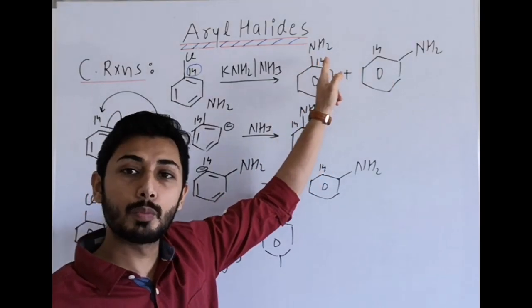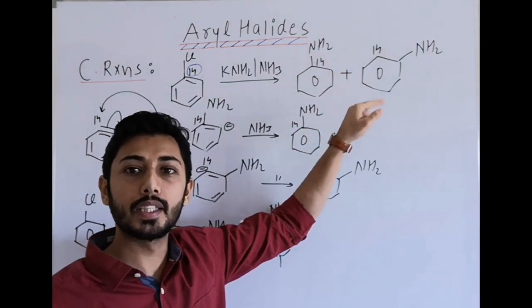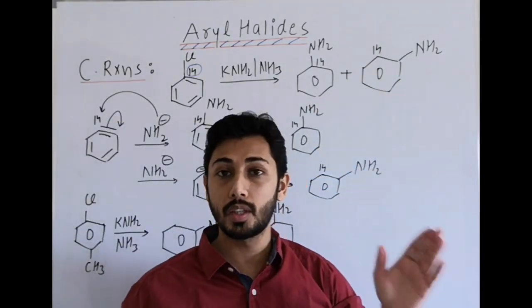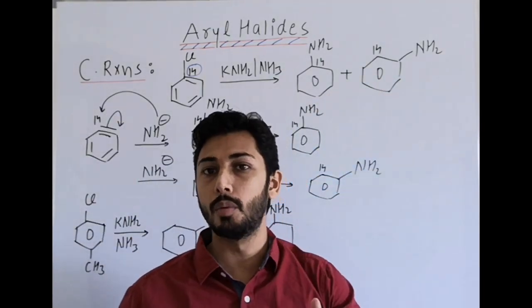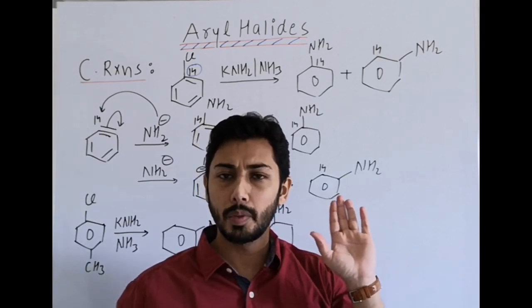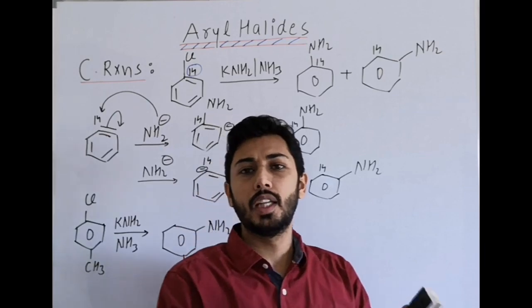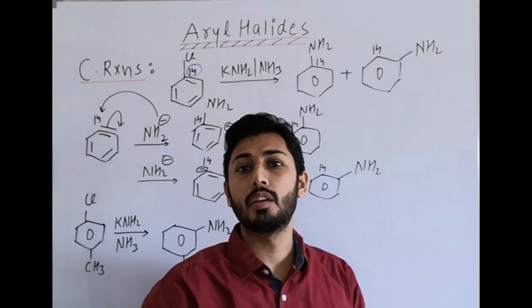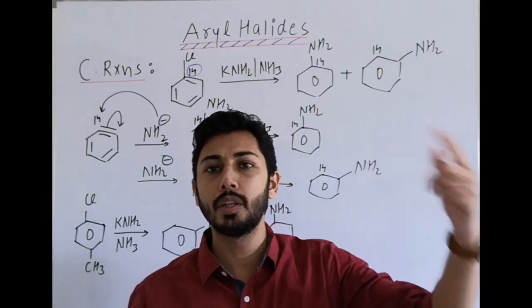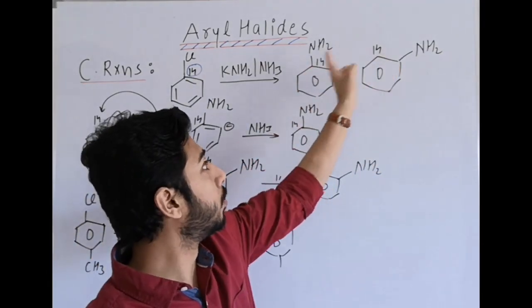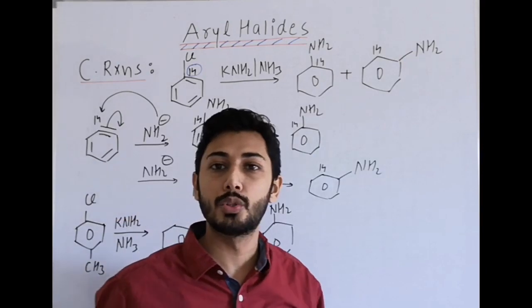One has NH2 at which position? Where Cl was present, that is at carbon 14, plus the other has NH2 at carbon 12. Two products are formed. That is the use of isotopic labeling. Otherwise, in the general reaction we know that Cl is substituted by NH2 directly, and we have not written two products because all carbons are carbon 12. But here C14 and C12 both will be attacked by NH2 minus.